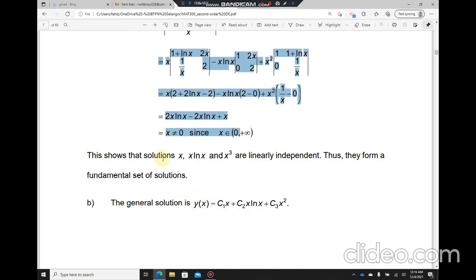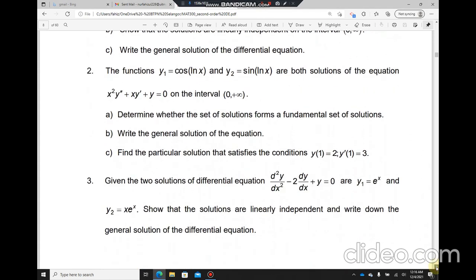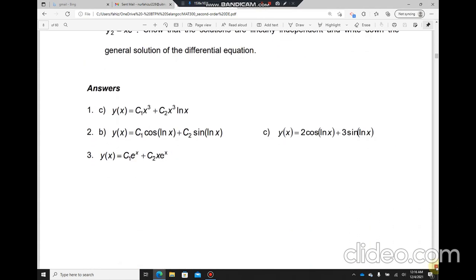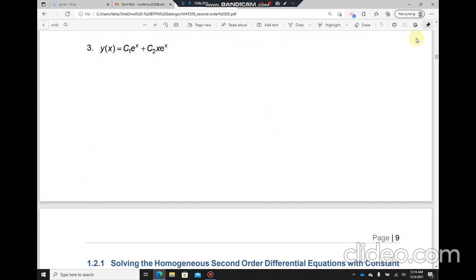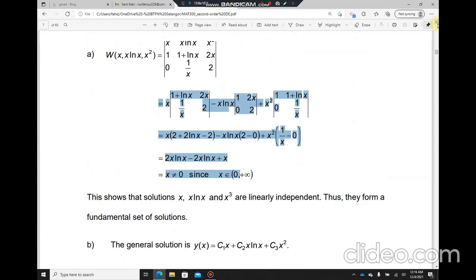Okay, so this is for discussion for this example. Next you can try solve this exercise. Exercise 1.1, and then this is the answer. Sebenarnya 1.1 ni lebih kepada theorem, tak masuk lagi pada calculation yang banyak. Dia lebih kepada theorem and definition. So awak kena faham konsep-konsep yang ada kat sini.